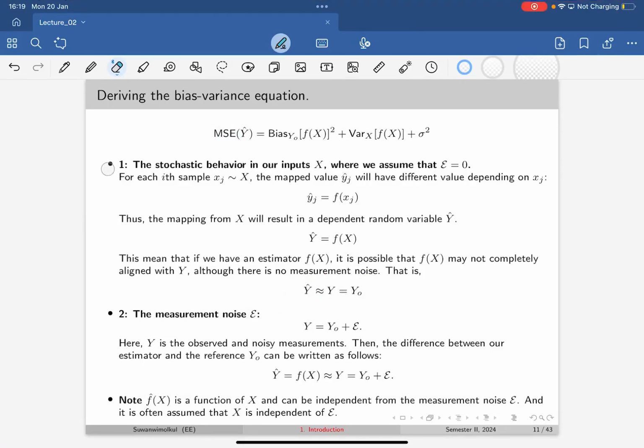In order to consider this mean square error, we will separate it into two cases. The first case is when you only consider the stochastic behavior of x and you assume that you are comparing the output of your system with the noiseless measurement, no noise. And the second case will be the opposite. That is, you are considering the measurement with noise, but x will be a constant.